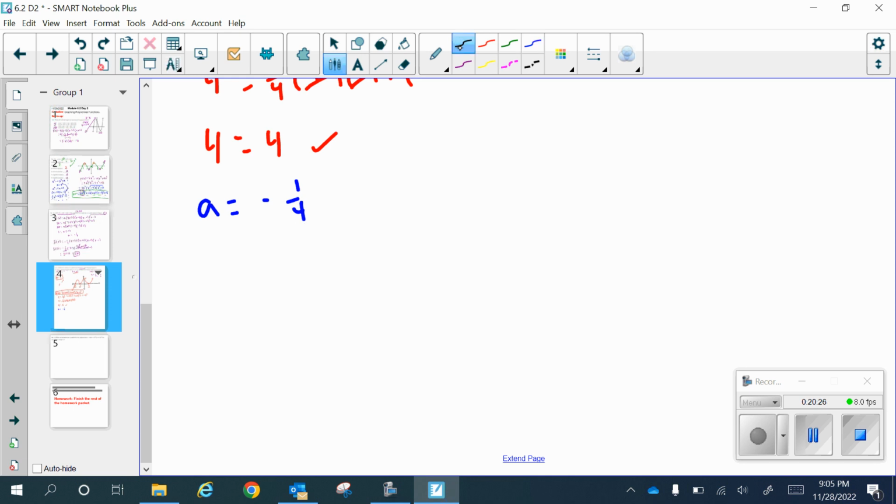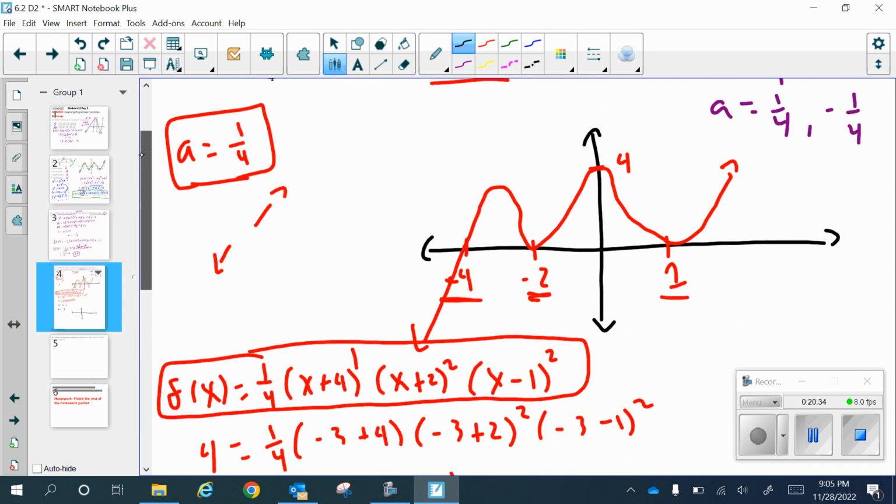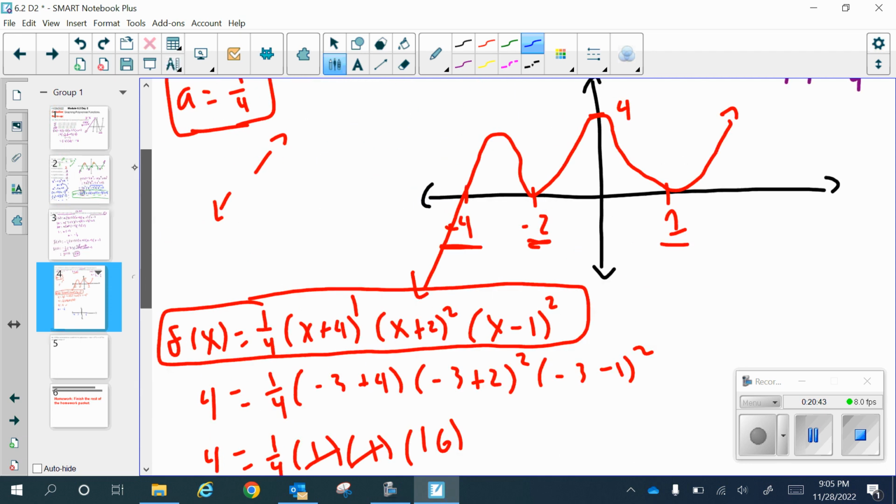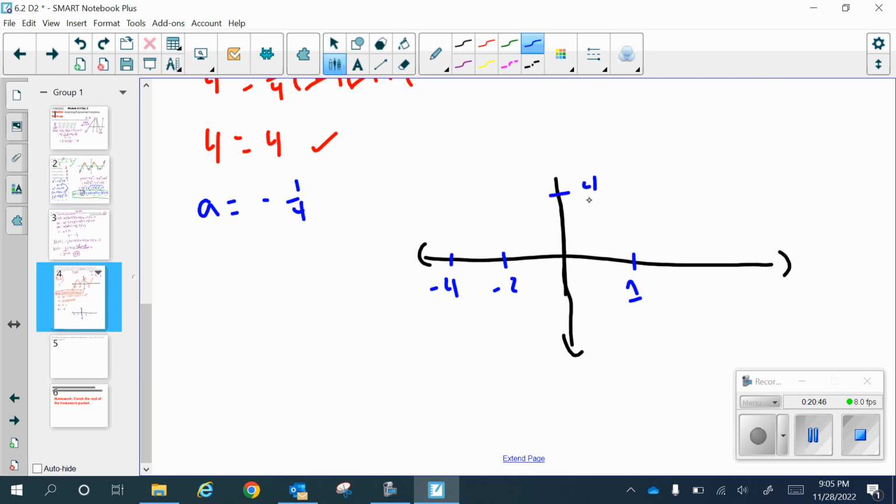So same thing. I'm going to draw a graph to kind of just see what's happening with this function. So my x-intercepts are -4, -2, and 1, and a y-intercept of 0, 4. So in this case, I have an odd degree polynomial because my degree is 5 with a negative leading coefficient. An odd degree polynomial means you go different ways. Negative means you start from the top left and go to the bottom right.